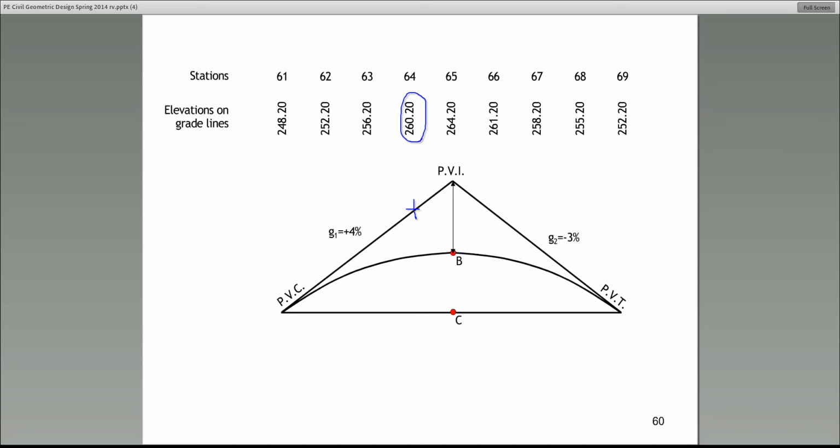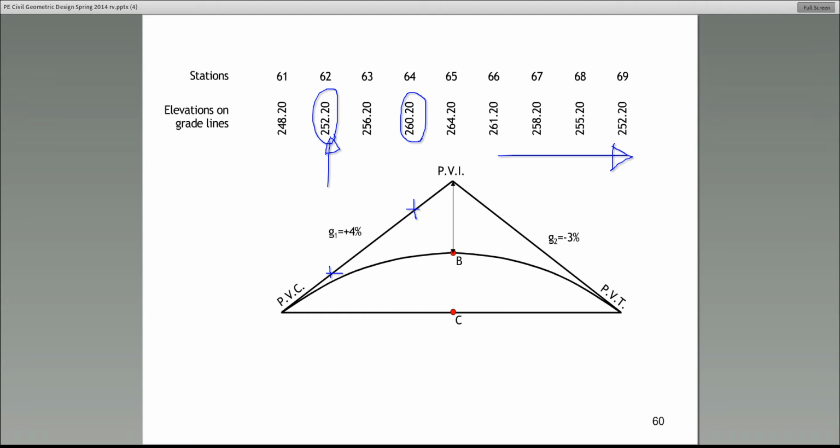If they ask you, for example, what's the elevation at station 62, what would you do? Think about it. How far away is that from PVI in the horizontal direction? 300 feet. So if the line drops 4 in the vertical for every 100 feet, how much vertical drop will there be until we get to 62? It will be 12. That's how you need to learn to find the elevation at each of those stations. Does everybody follow? You do it the same way to the right of the PVI as well.